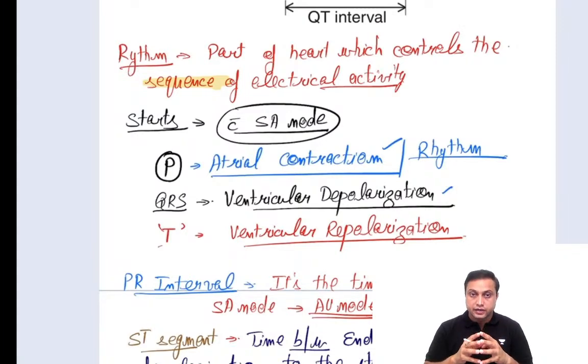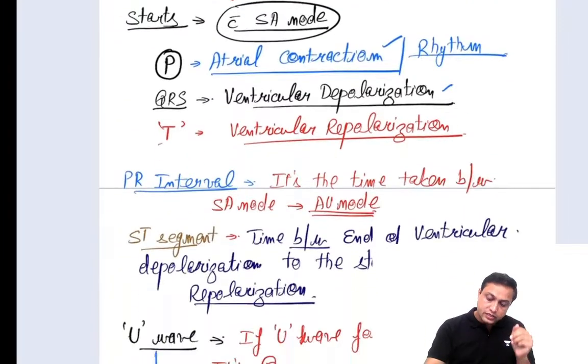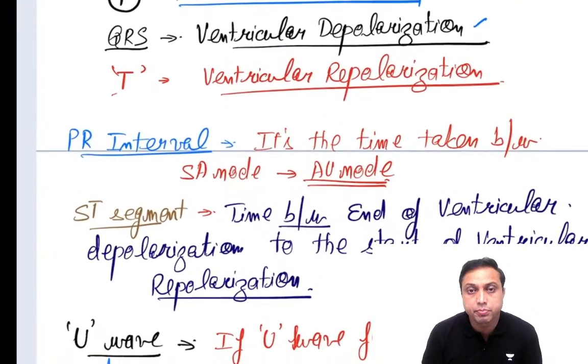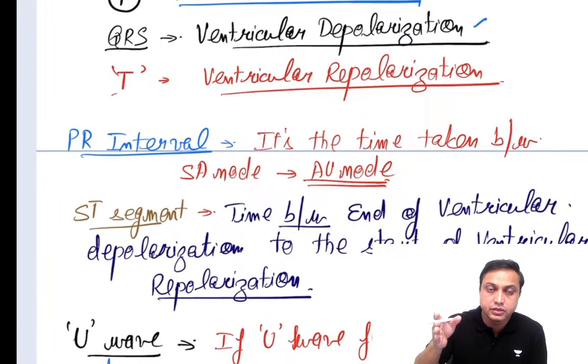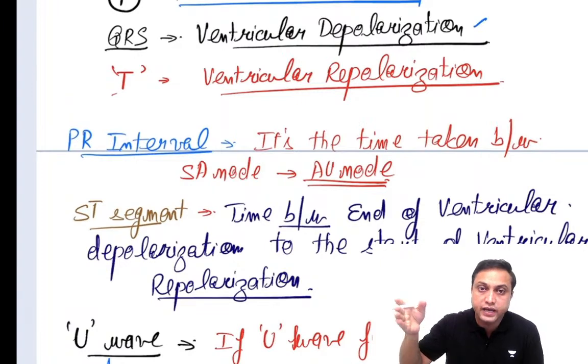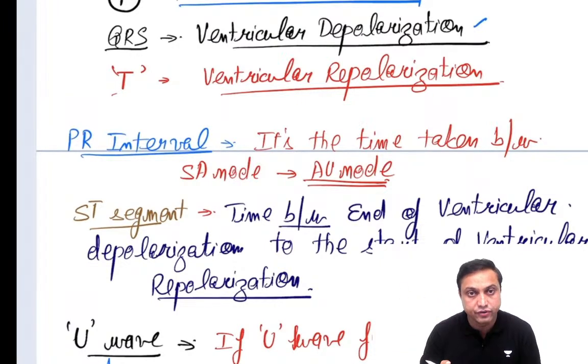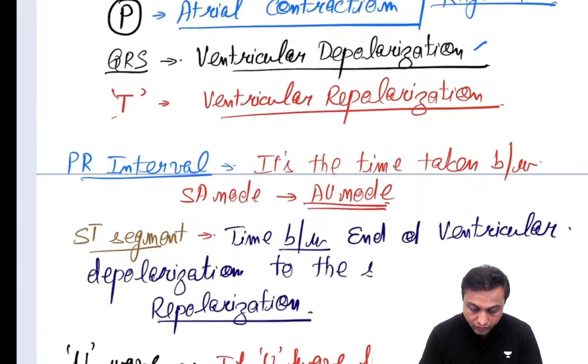Now, QRS, right? Before we discuss QRS, I think it's better to discuss the PR. So whenever the rhythm is starting, it will take some time from the SA node to reach the AV node. So the PR interval is going to tell us about the time taken between the SA node and the AV node.